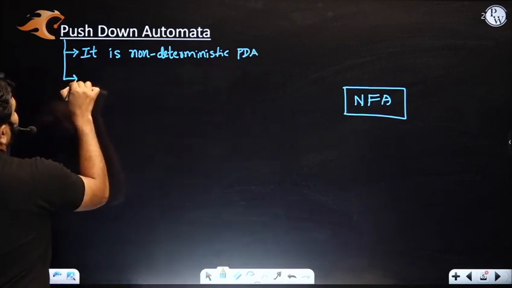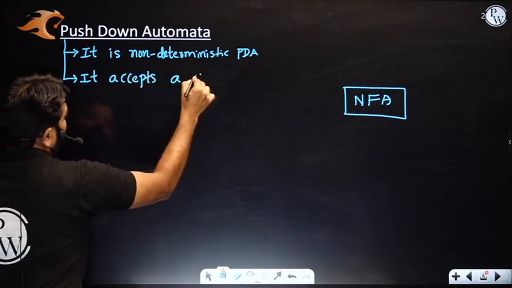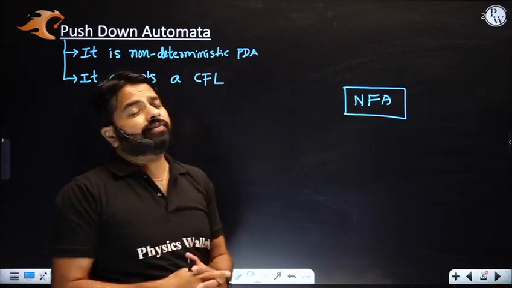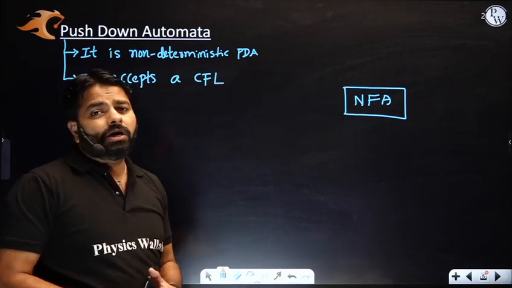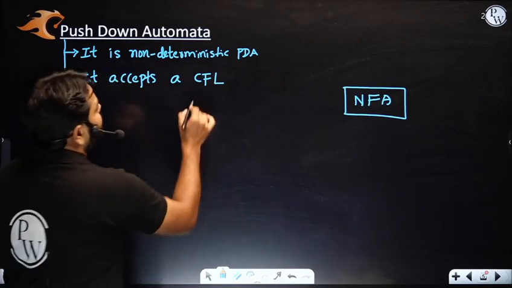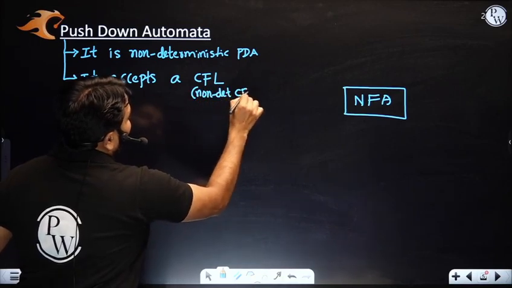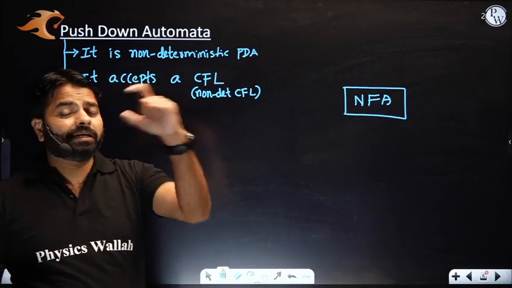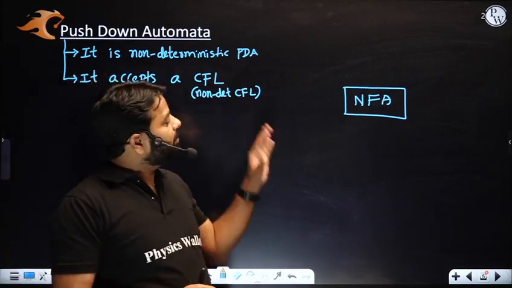So whatever it accepts, that is a context-free language. And this language is also called a non-deterministic context-free language. You can call the CFL by another name, non-deterministic context-free language. I'm not writing it here, but this CFL is also called non-deterministic CFL. Because we have a different name for the other language, DCFL, deterministic CFL, which is different from CFL, even though they have a relation, but we will talk about that.